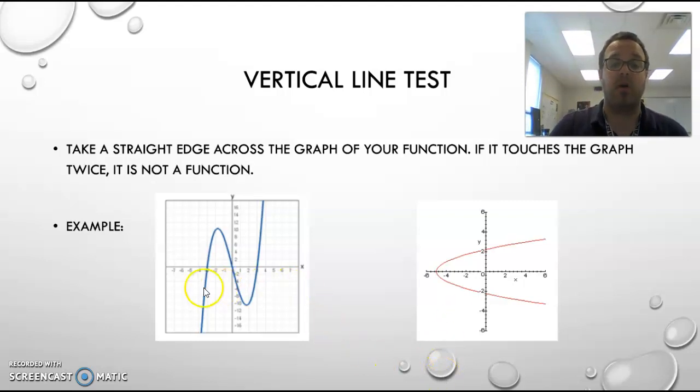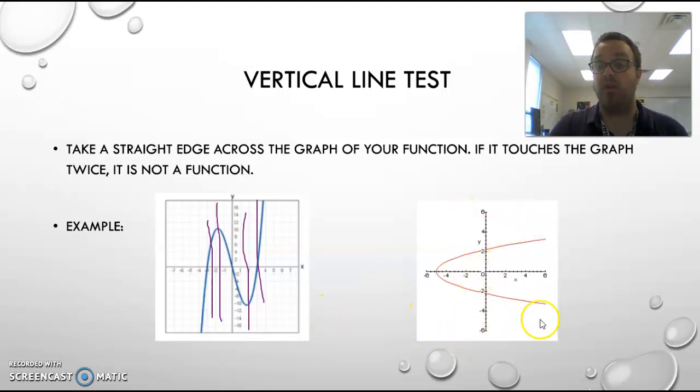So for example, the one on the left is a function. Why is it a function? Well, it doesn't matter where I draw a vertical line, it's not going to touch my graph more than once. Okay, every vertical line I draw only touches it once, therefore I have a function. The second one, the one over here, is not a function. Why is it not a function? I can draw a vertical line right here that touches in two different spots. Therefore, it is not a function.